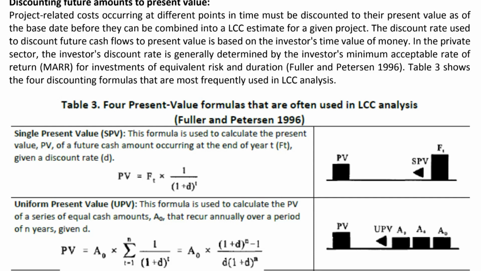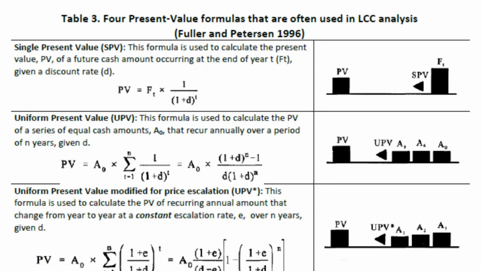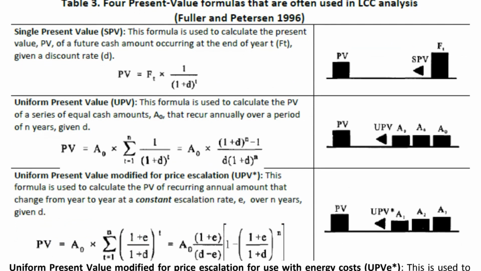In the private sector, the investor's discount rate is generally determined by the investor's minimum acceptable rate of return for the investments of equivalent risk and duration. So this is the minimum acceptable rate of return for the investments. This is MARR. Sometimes we ask for the full form of this MARR. We will do the numerical part of these financial aspects also in assignment number 4, so there is nothing to worry about. At present, we are just going for the theoretical analysis.